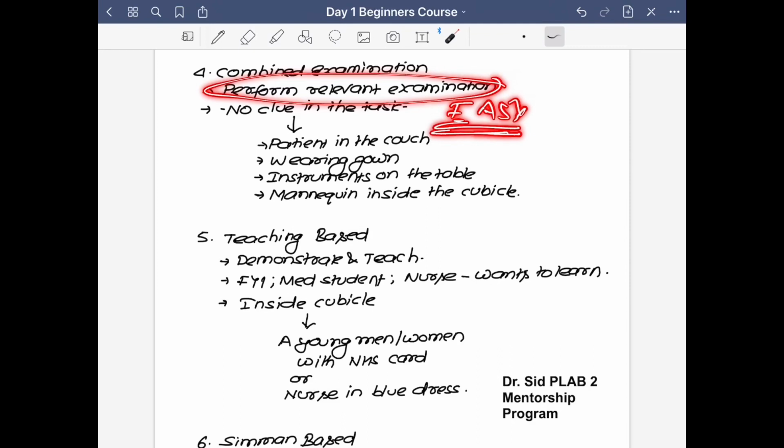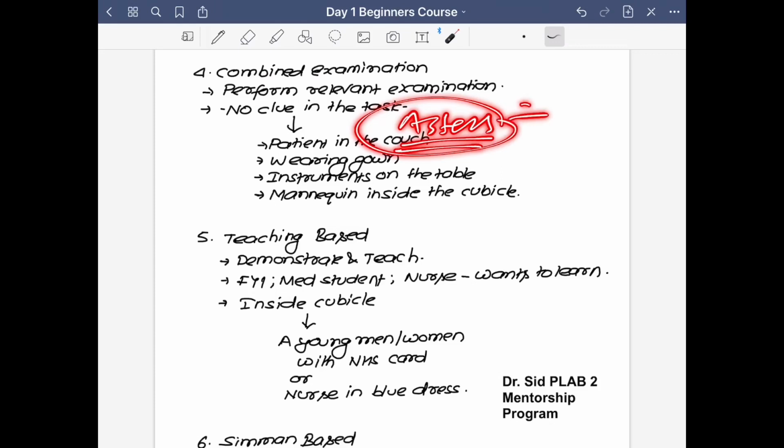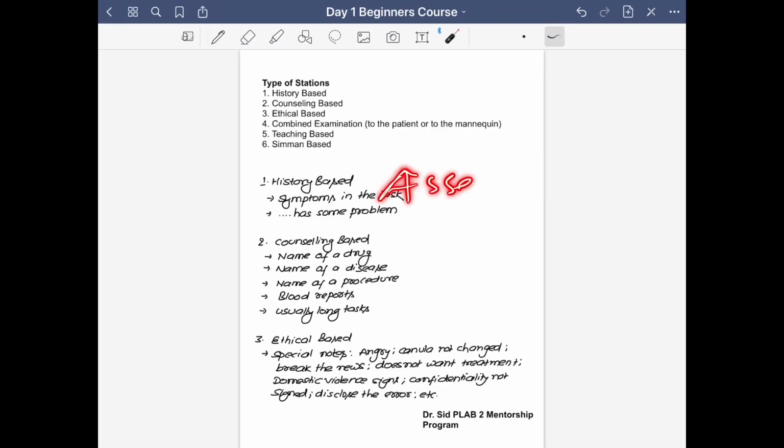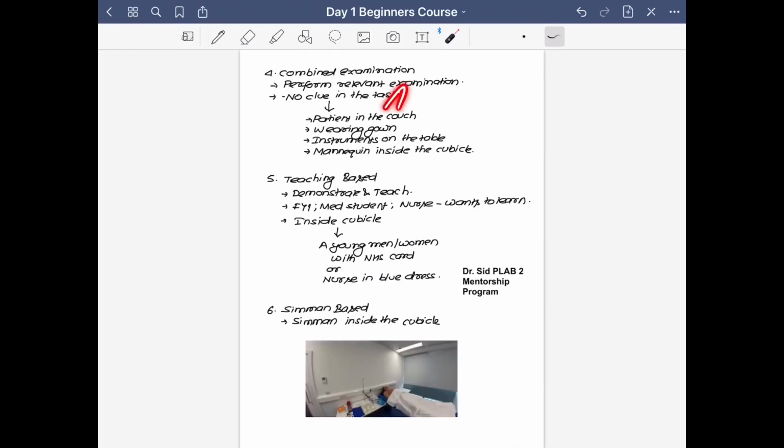Sometimes they will just say assess the patient. Now how to understand this? Assess means to actually examine, because you will see this word assess in the history part, in the counseling part, or in the ethical based station as well. So how to understand that assessment means to actually examine the patient? You can get the various clues.